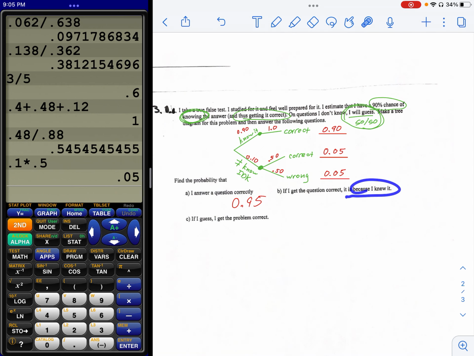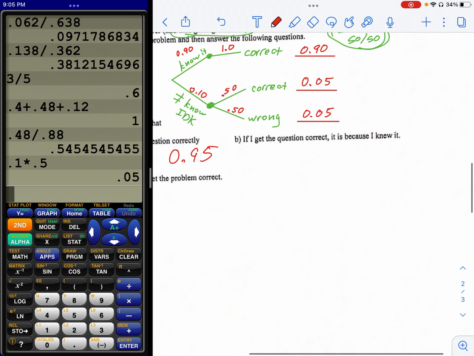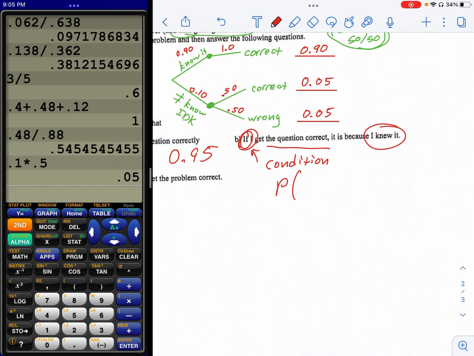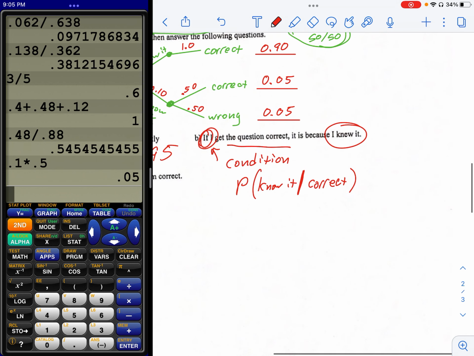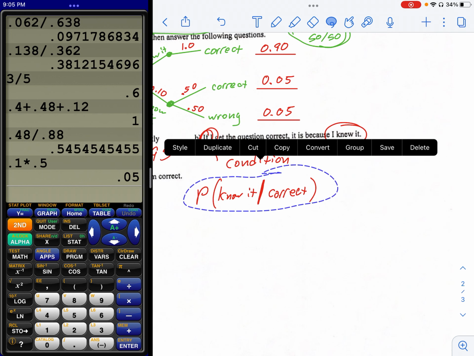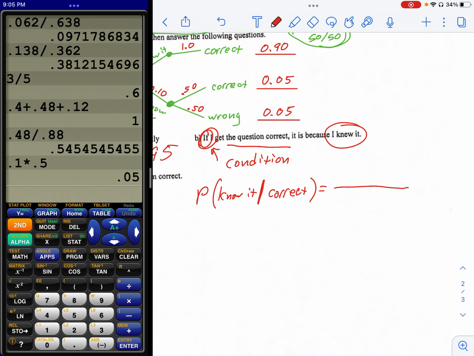B, if I answer the question correct, it's because I knew it. Okay, so remember, this is the condition. So the probability I know it, given what condition, it was correct. Okay. And the formula again is the numerator. It's the probability of knowing it and being correct over the probability, the denominator, of the condition, which is being correct.